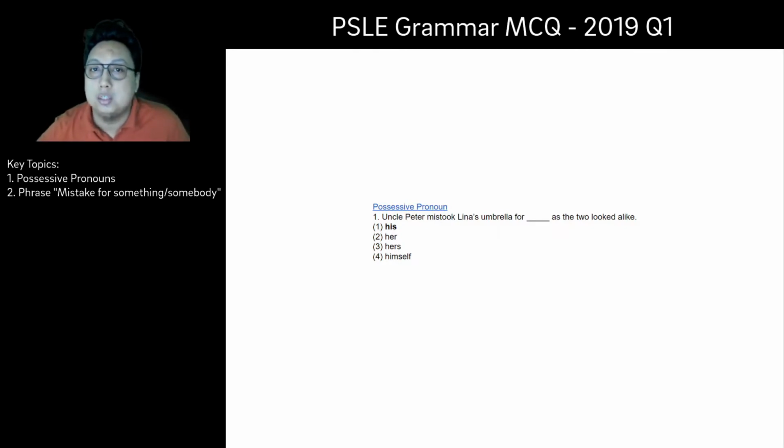So this is from PSLE 2019. This is the first question of the Grammar MCQ. One of the things that students would first look at would be the options. These options would tell the student what they're testing them on. In this case, if we notice, all of these words belong to a group of pronouns called possessive pronouns, right?